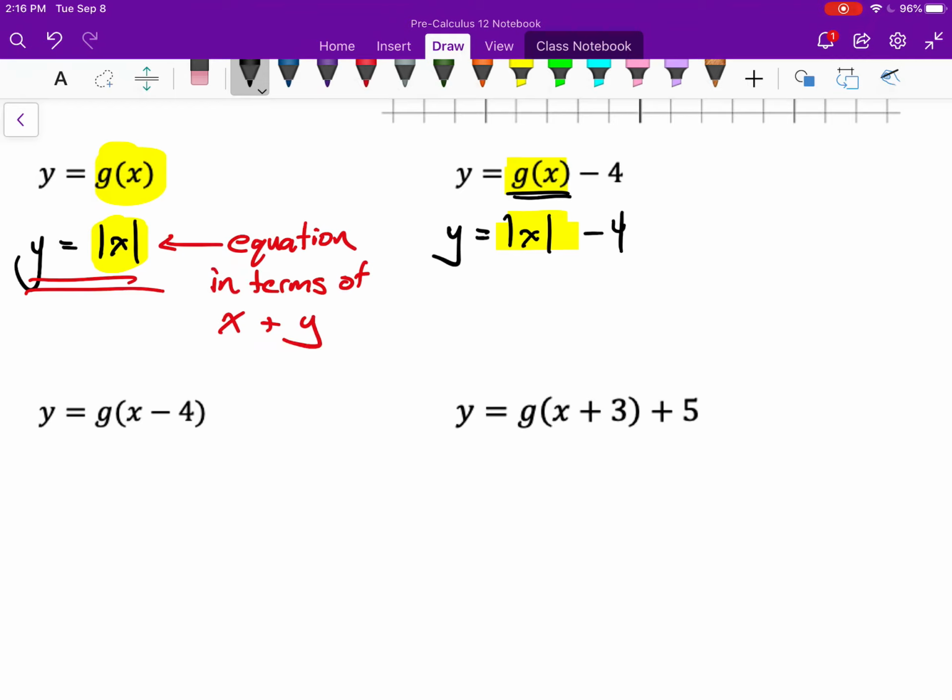So what does that look like? Well, perhaps you can guess from quadratics that this is going to be identical to the graph we already have, except it's moved down 4. And so all I need to do is take that v, that absolute value of x I sketched, and translate it 4 units down. And I will have then the graph of g of x minus 4, or the graph of the absolute value of x take away 4.